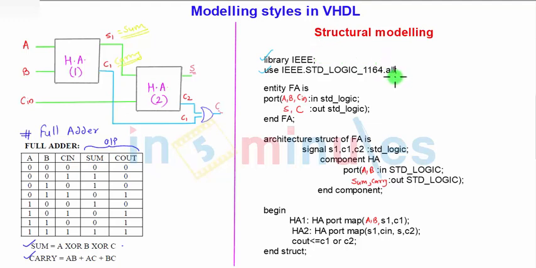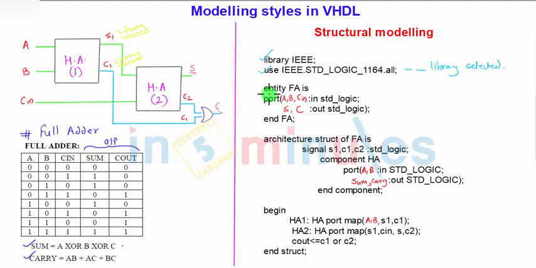If you want to comment any line, you can comment it by using two simple dashes, and whatever your comment is, you can write it in front of these two dashes. So I am writing here: library selected. This is my comment for this row. Now, entity FA is.